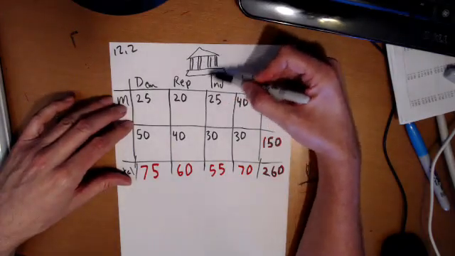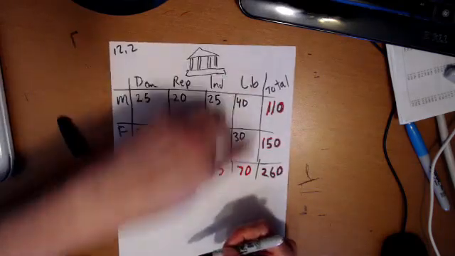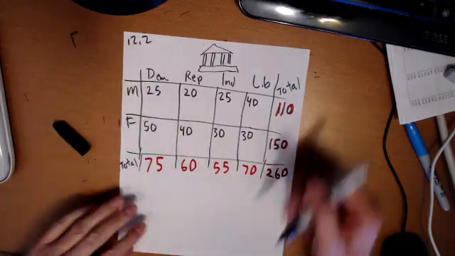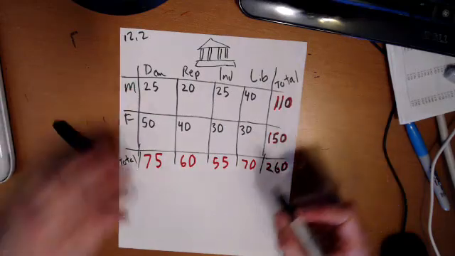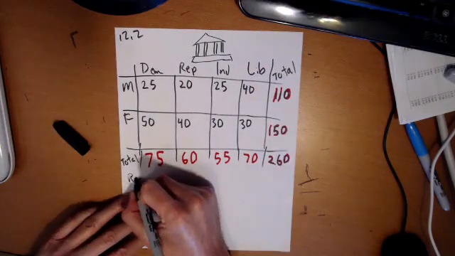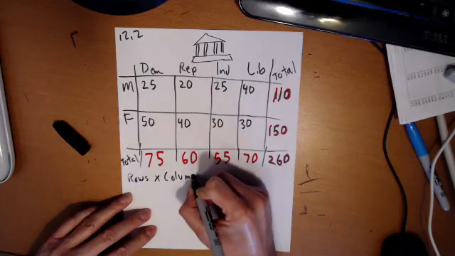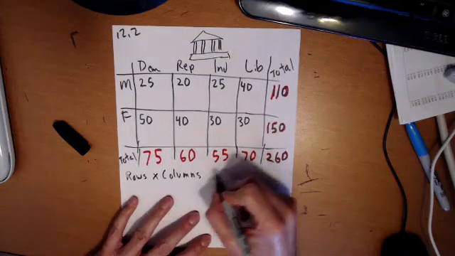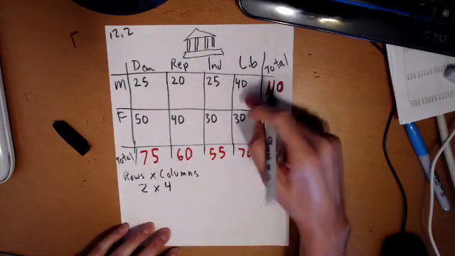So columns go vertically. So how many columns do we have here? 4. How many rows do we have here? 2. Oh, so we ignore the totals. Yes, ignore the totals. So our data is always rows by columns. This data was given to us as a 2 by 4. And we're going to put it into a matrix, 2 by 4.